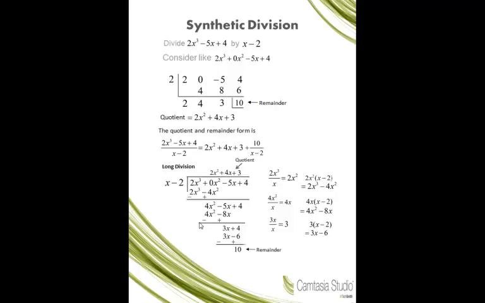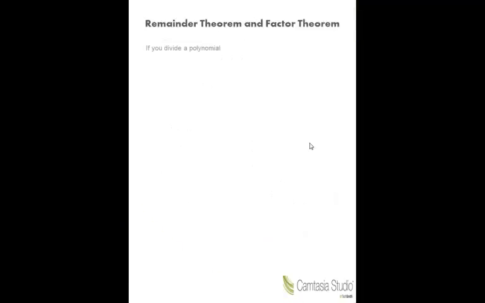So the synthetic division is very limited. Only when your divisor is linear can you use synthetic division. But remainder theorem and factor theorem: if you divide a polynomial f of x by x minus a, the remainder is simply f of a. So the meaning is you just replace your x value in the function by a, and you get the remainder.